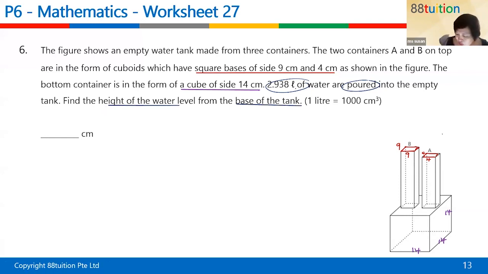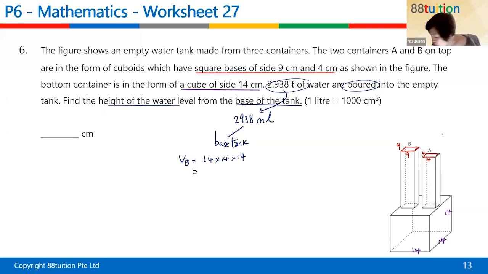So let's check, will this be able to fill up the volume of the cube or not? So let's do this. 2,338, I'm going to change it to ml. I must fill up the base tank first. The base tank is the one below, which is 14 by 14 by 14. I should say volume of base tank, so I put base B. So this volume will be 14 times 14 times 14. How much is that?